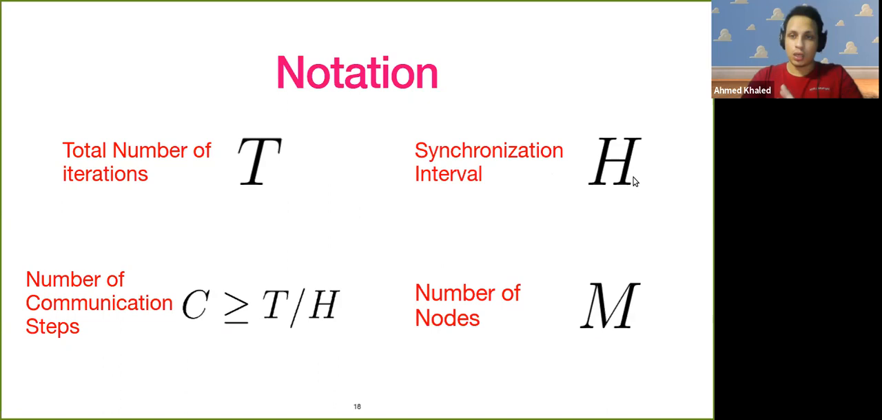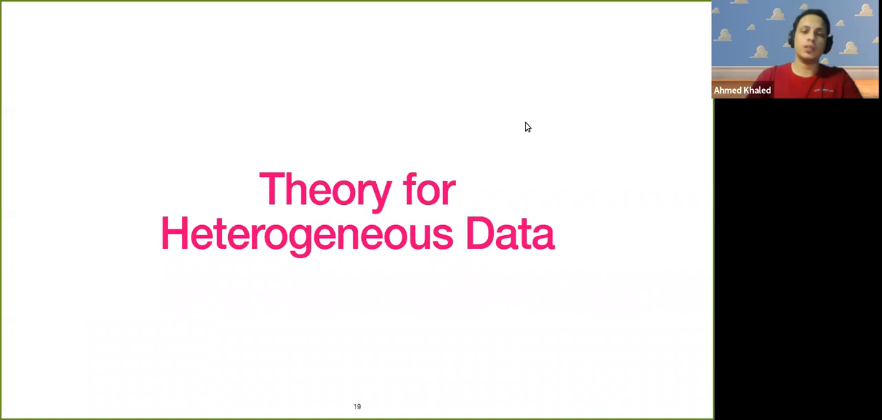All right, and the number of clients is M. In the diagram, we drew three clients, but we consider the general case with M different clients. Now we can begin discussing the theory for heterogeneous data, and afterwards we will discuss theory for identical data.